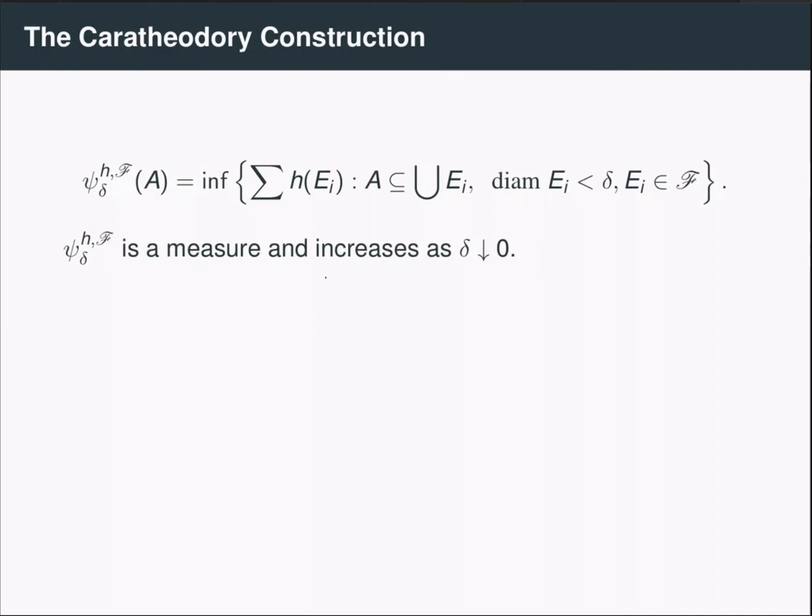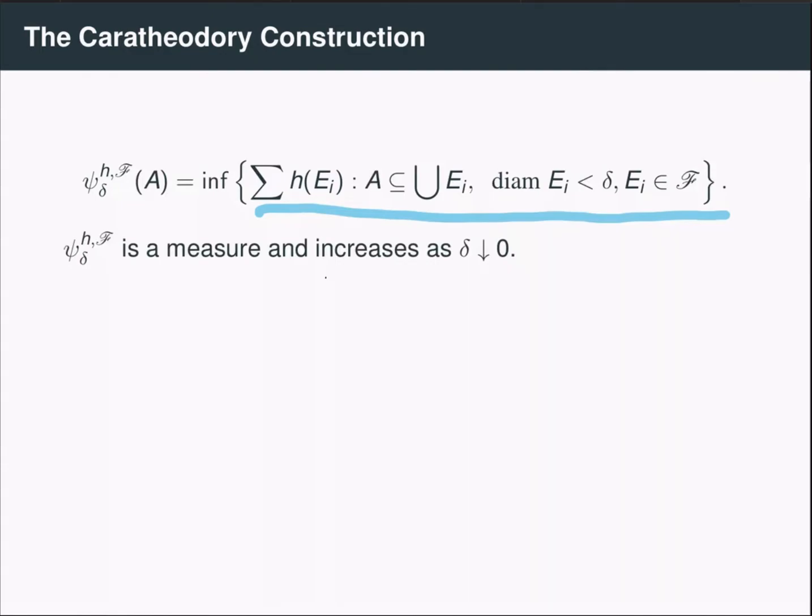Now, as delta goes to 0, observe that this function is going to be increasing. The reason why is that if I look at this set right here, as delta goes to 0, there are fewer and fewer collections of sets E_i that satisfy these properties, and hence the set is getting smaller, so the infimum must be getting bigger.